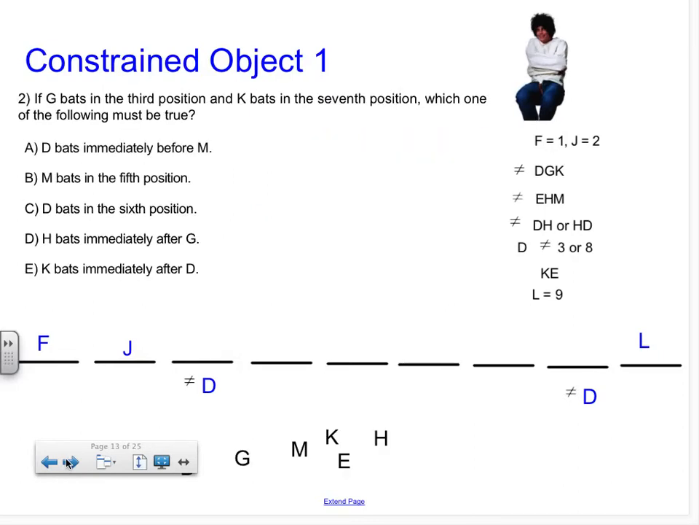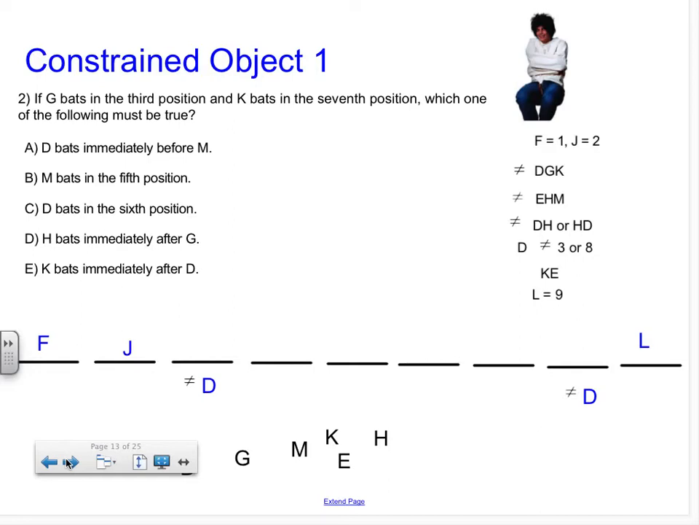Please take a moment to read through Constraint Object question 2. Press pause, and when you are ready to continue, press play. We will continue. Let's read the following question together.